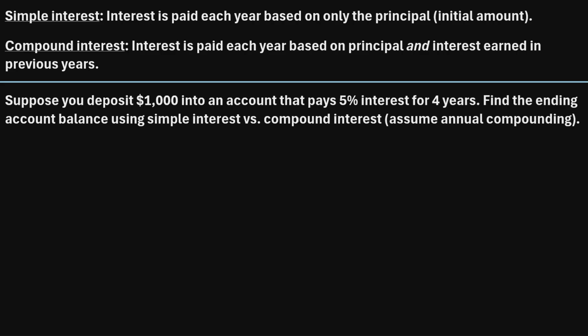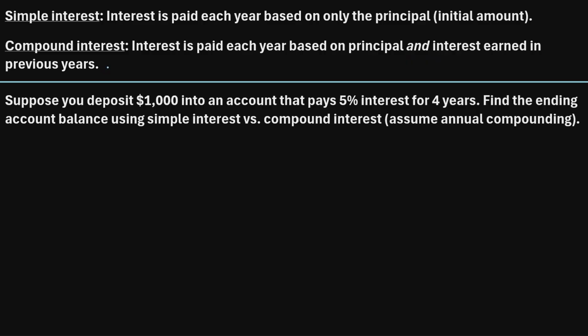In this video, I will explain the difference between simple interest and compound interest. So here's the idea. If you're getting paid simple interest, it means that interest is paid each year based on only the principal, so the initial amount of money that you deposit. But if you're getting paid compound interest, that means interest is paid each year based on the principal and the interest earned in any previous years. So that's the big difference.